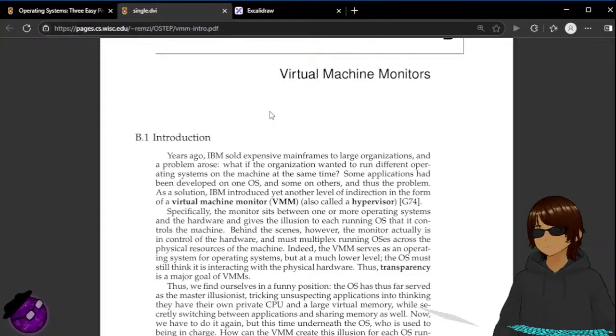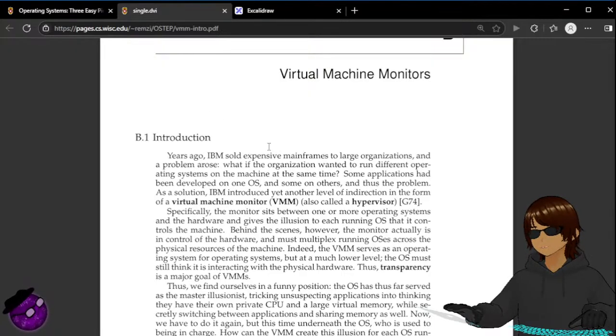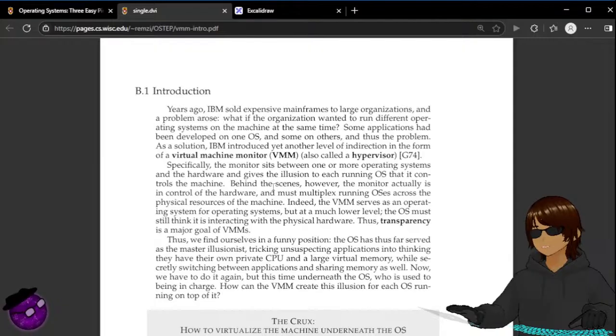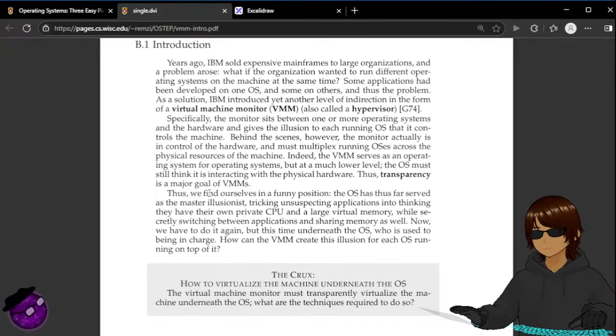Behind the scenes, however, the monitor actually is in control of the hardware and must multiplex running OSs across the physical resources of the machine. Indeed, the VMM serves as an operating system for operating systems, but at a much lower level. Each OS must still think it is interacting with the physical hardware. This transparency is a major goal of VMMs.